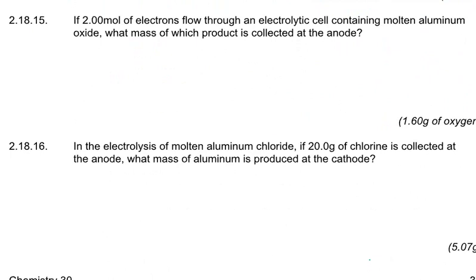2 more on this page. What have we got? 2 moles of electrons flow through an electrolytic cell. What mass of product is collected at the anode? Okay, so anode is a little unclear. If we have aluminum oxide, we have aluminum ions, and we have oxide ions. And if we're electrolyzing these, we're going to make aluminum metal and oxygen.